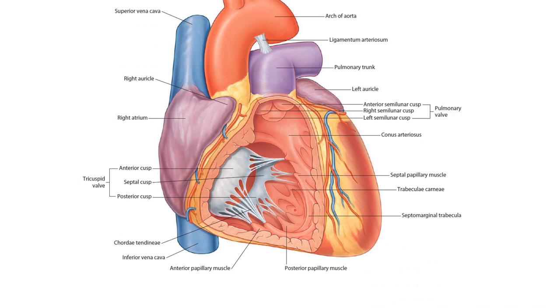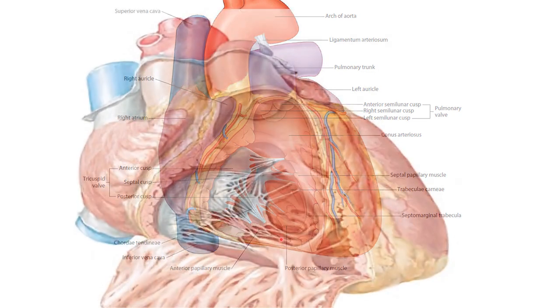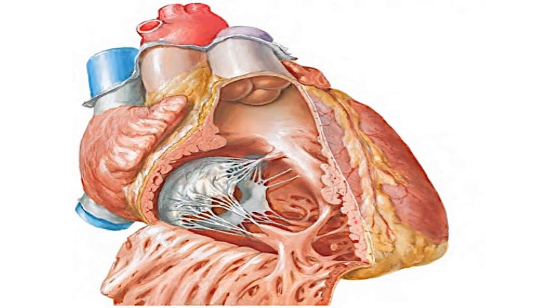You can see it from here. This is the septomarginal trabeculi from the septum. It traverses the bundles of the conducting system of the heart from the septum to the inferior and the anterior walls of the right ventricle. This is another diagram to show you what it is. The septomarginal trabeculi or the moderator band.